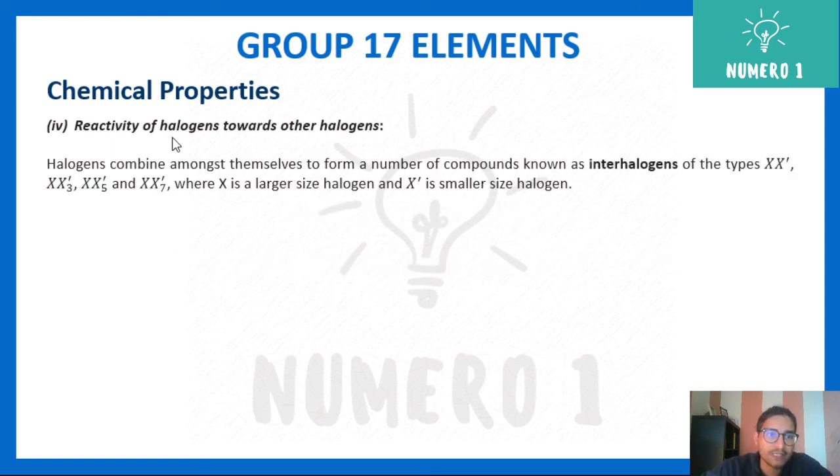Next, reactivity of halogens towards other halogens. This is also known as interhalogen compounds, very important. Halogens combine among themselves to form a number of compounds known as interhalogens. They can form compounds of the type XX', XX'3, XX'5, XX'7. Here X, the first one, is the larger size halogen, whereas X' is the smaller size halogen. So just remember that. In the same way, if you want to make any compound, you have to remember that X is your larger size halogen and X' is the smaller size halogen atom.